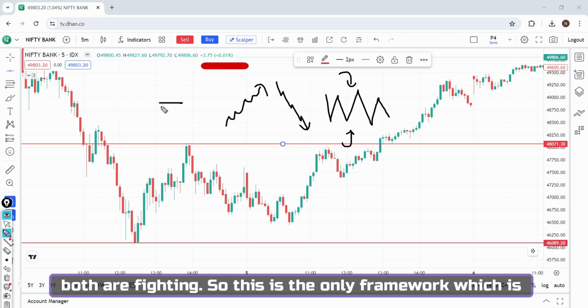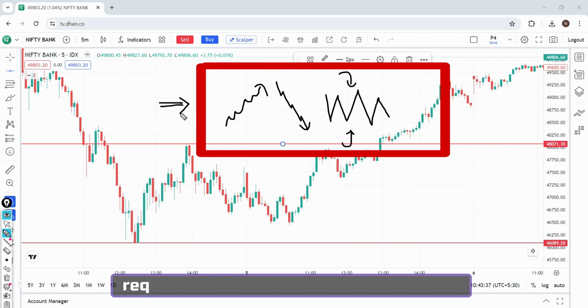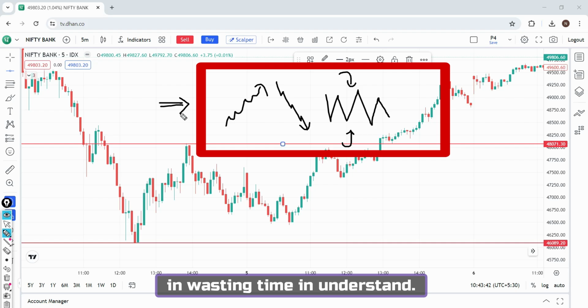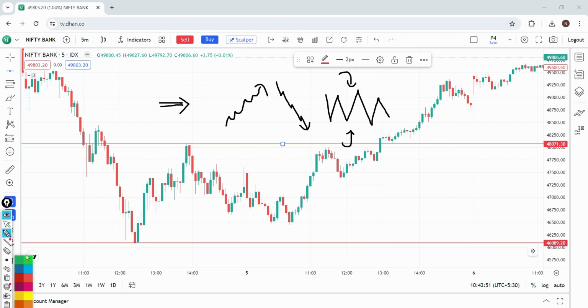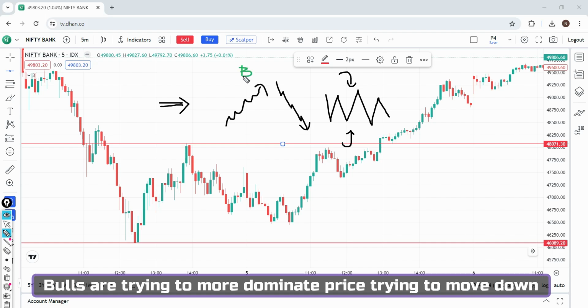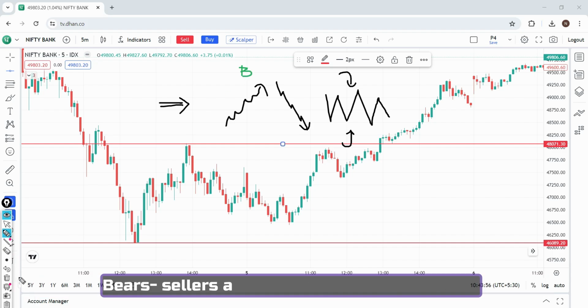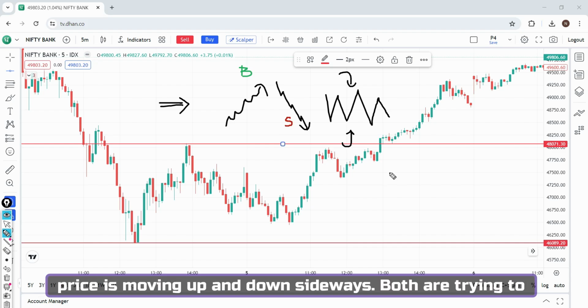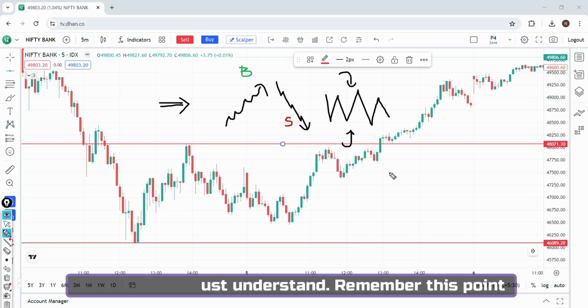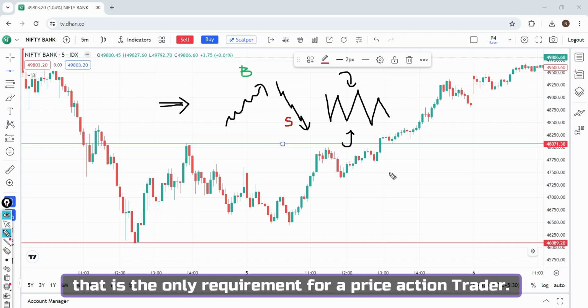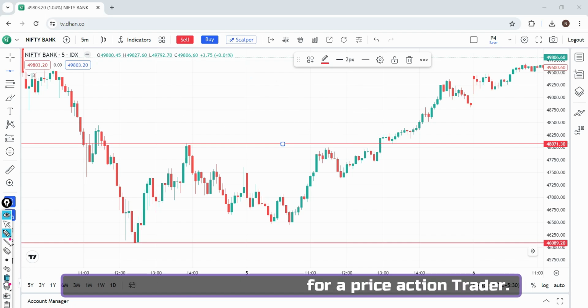Bears are coming from the higher levels, bulls are coming from the lower levels, both are fighting. So this is the only framework which is required for price action trading. No point in wasting time in understanding multiple concepts. Just these three things: price trying to move up, bulls are trying to dominate more. Price trying to move down, bears, sellers are trying to dominate more. If price is moving up and down sideways, both are trying to fight. That's it. Just remember this point. That is the only requirement for a price action trader.